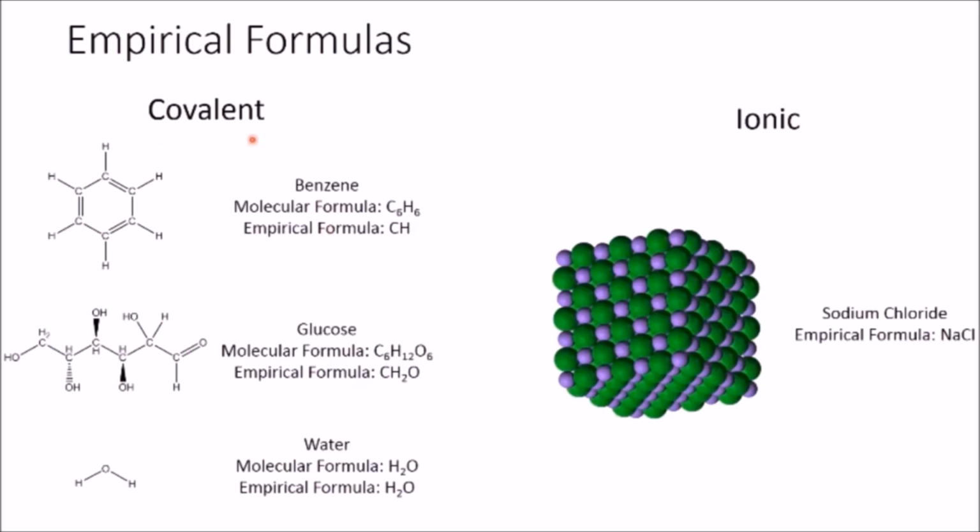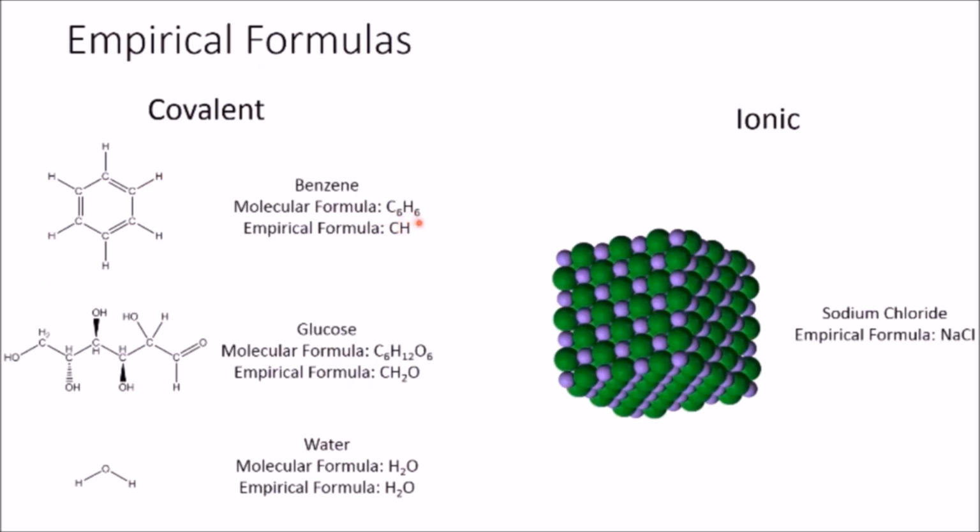We're going to look at the empirical formulas for covalent and ionic compounds here. In the example of a covalent compound, benzene, which I know is covalent because it contains no metals, it has 6 carbons bonded to each other and also bonded to 6 hydrogen atoms. This discrete unit in benzene has a molecular formula C6H6.